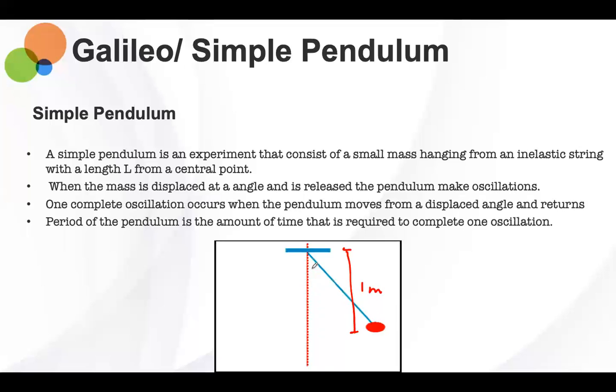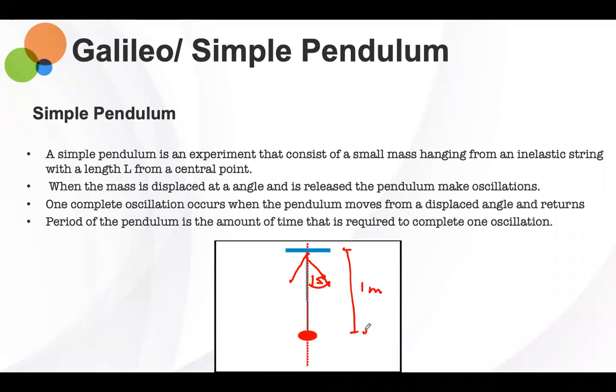So when the mass is displaced from its central point, say here, at say 15 degrees, we start at 15 degrees. You'll find out that the pendulum will go 15 degrees over this side as well. So the amount of angle over this side is the same as over this side. And when released, it will go back and forth and make oscillations.